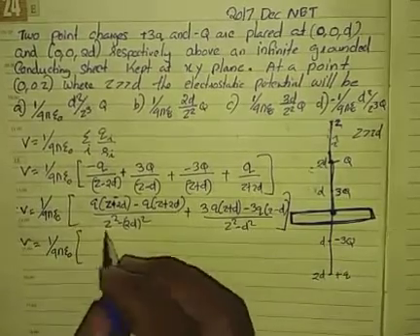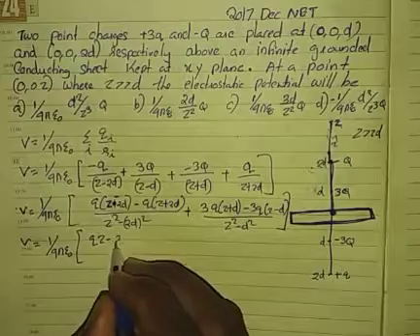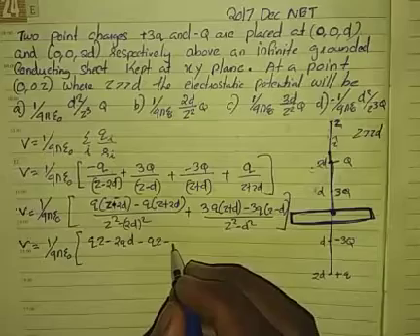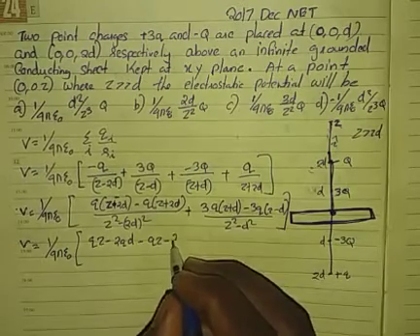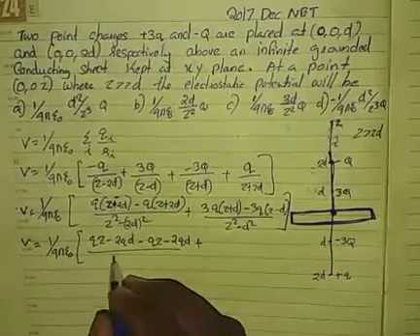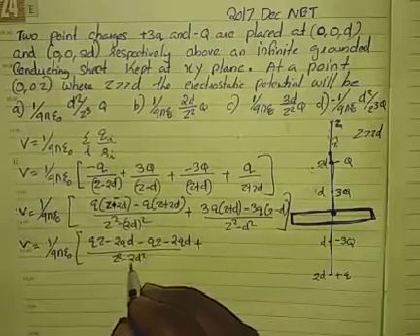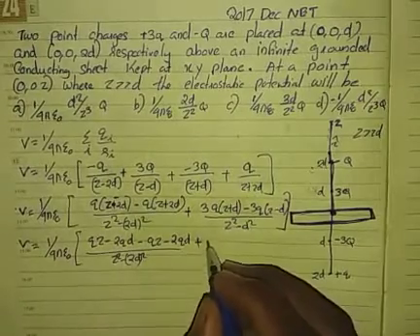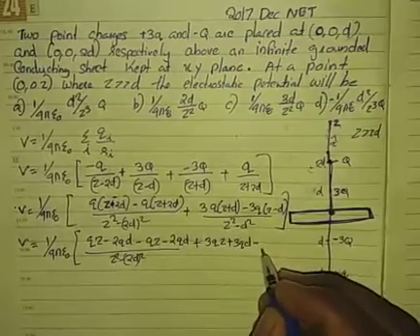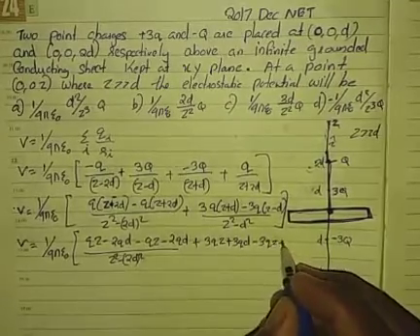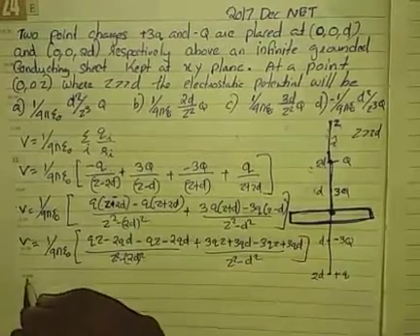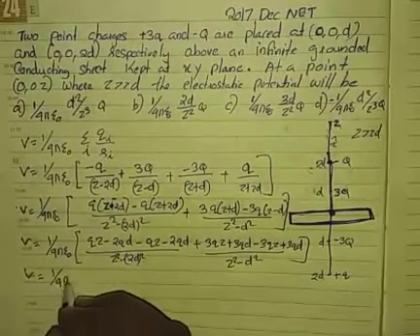What we can do is expand it. You get qz minus 2qd minus qz minus 2qd by z square minus 2d square, plus 3qz plus 3qd minus 3qz plus 3qd by z square minus d square. I just expanded it, and what I will get is 1 by 4 pi epsilon 0.